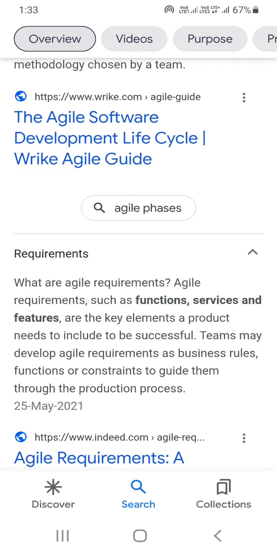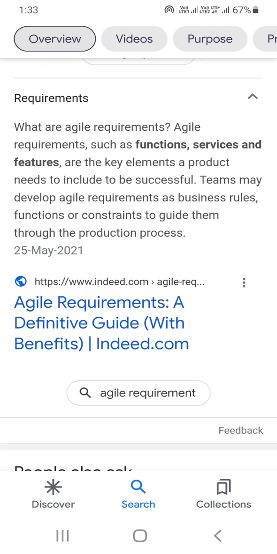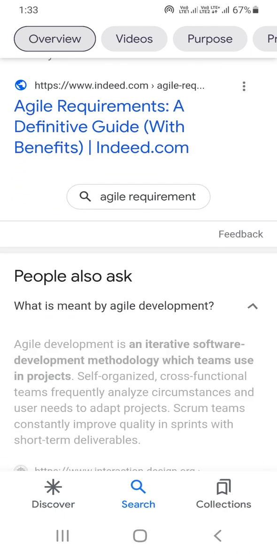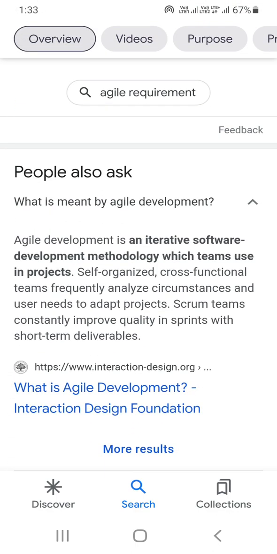So what are the requirements for agile development? Functions, services, and features are the key elements of a product. A successful team may develop agile requirements as business rules. Functions are constant to guide them through the production process. Now, what is meant by agile development? Agile develops an interactive software platform, the methodology which the team uses in the project and in analyzing.